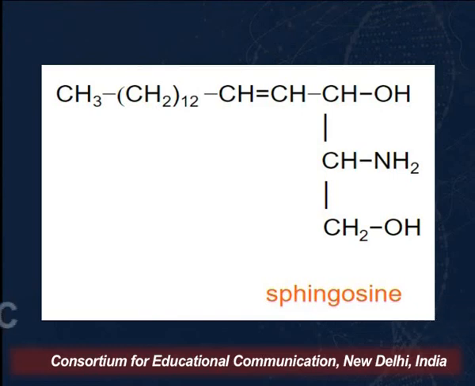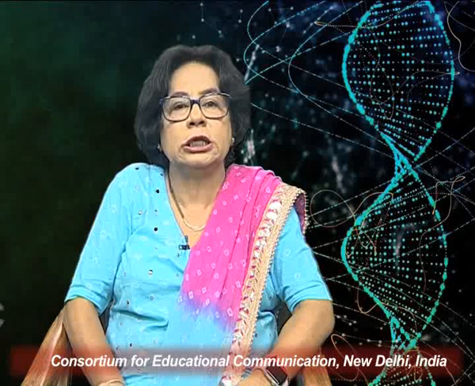And as you can see on your screens, sphingosine is an 18 carbon molecule, and it has OH on the first carbon. This I can say is 1, 2, 3, 4, 5 and 12, 17, and this is your 18th carbon. And this has an OH on the first carbon, an amino group on the second carbon, and an OH group on the third carbon.